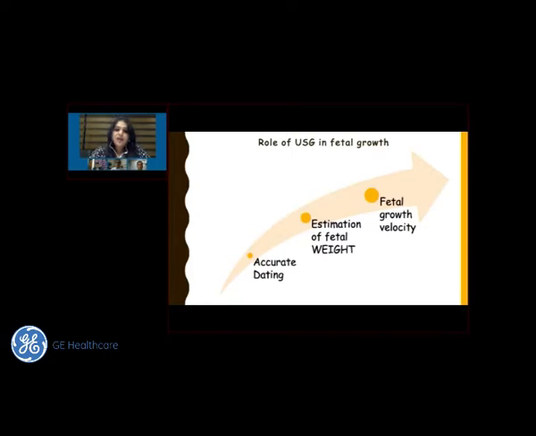So what is the role of ultrasound in determining fetal growth? We need to have accurate dating. We need to estimate the fetal weight, which is also the fetal size. And we need to know if the fetus is growing at an optimal velocity. So these are the three aspects which we would be going through today.